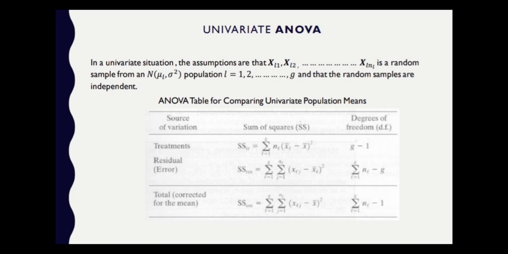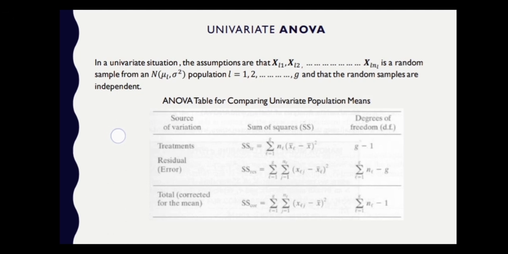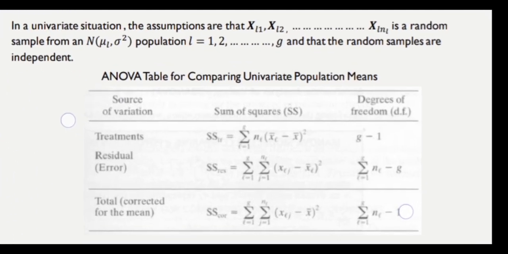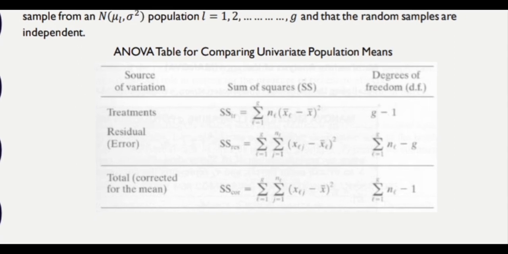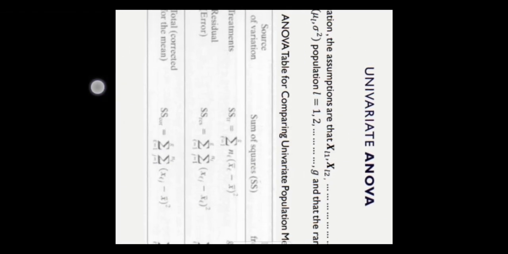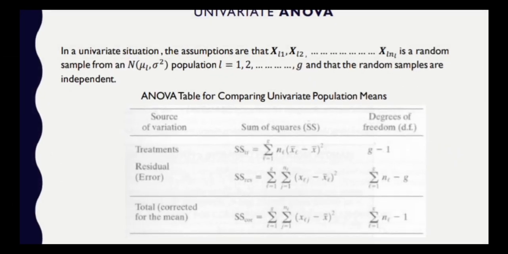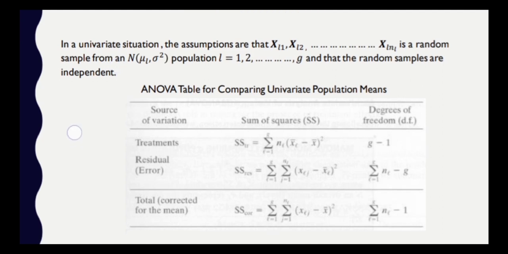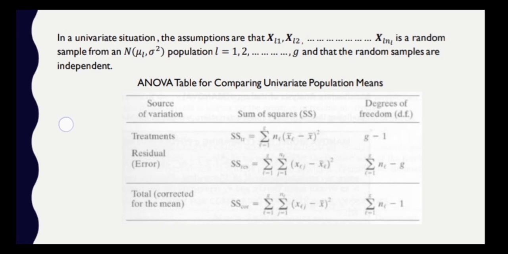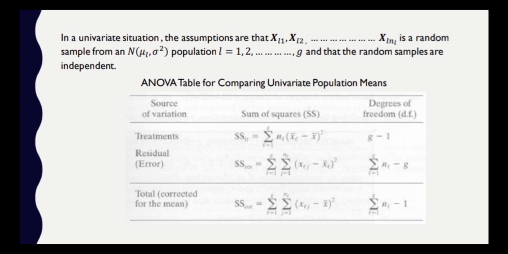Okay, so if you look at this ANOVA table, you have seen this ANOVA table before, right? Okay, you will have the source of variation. If you cannot see it clearly, you can refer to your textbook. Actually it is on page 300. Okay, so you will have the source of variation, which are treatment and residual. Treatment refers to your population, right?